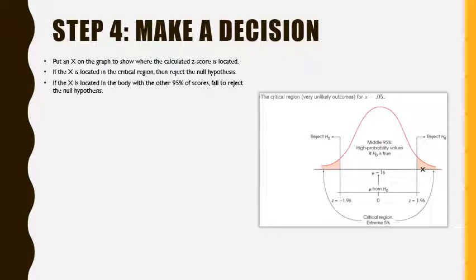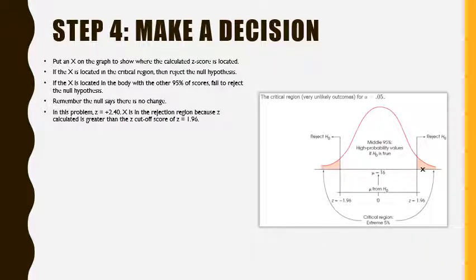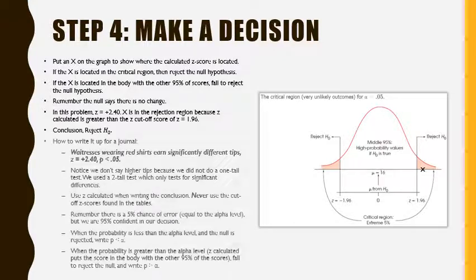If X is located in the body with the other 95% of the scores, we're going to fail to reject the null hypothesis. Remember, the null says there is no change. In this problem, z equals 2.40, so X is in the rejection region, because z calculated is much greater than the cutoff score of z of 1.96. Your conclusion is to reject the null.